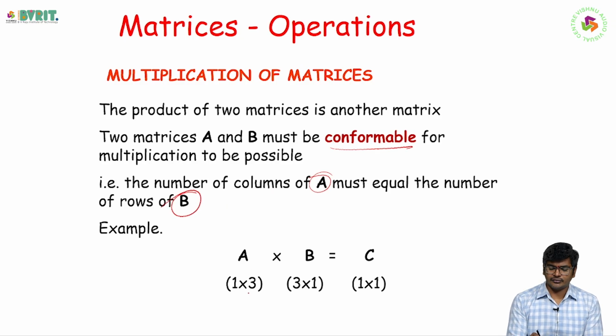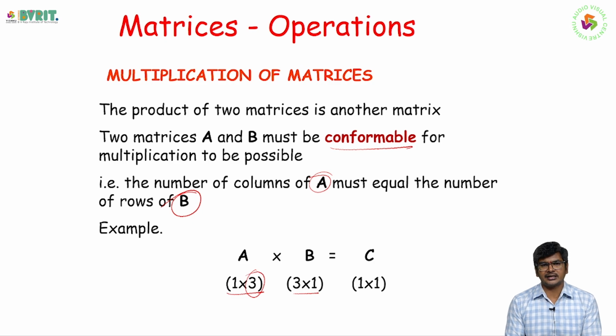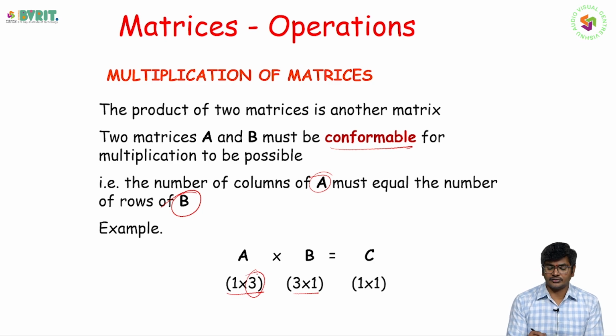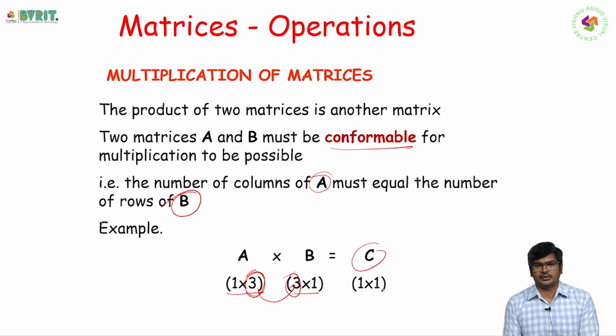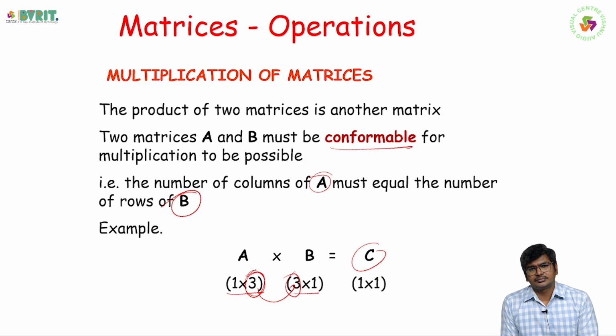For example, what is the order of the first matrix? Take 1 by 3. And what is the order of the second matrix? 3 by 1. How many columns does the first matrix have? 3. How many rows does the second matrix have? 3. Both are 3 and equal. The result matrix is 1 by 1. If a matrix multiplication exists, the first matrix's columns must equal the second matrix's number of rows. Then the multiplication exists.